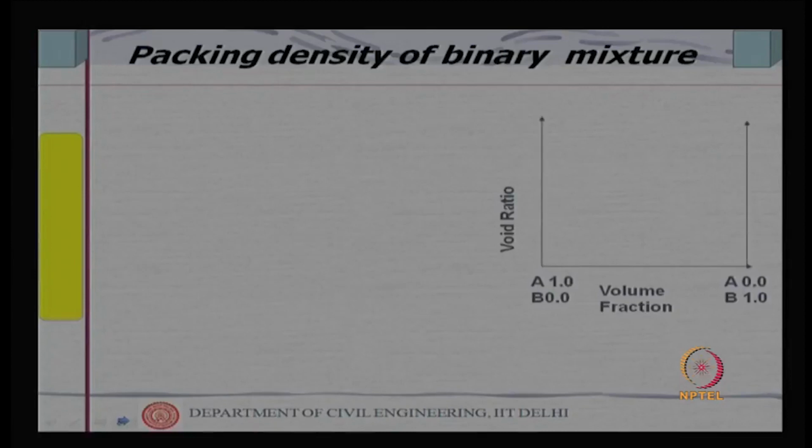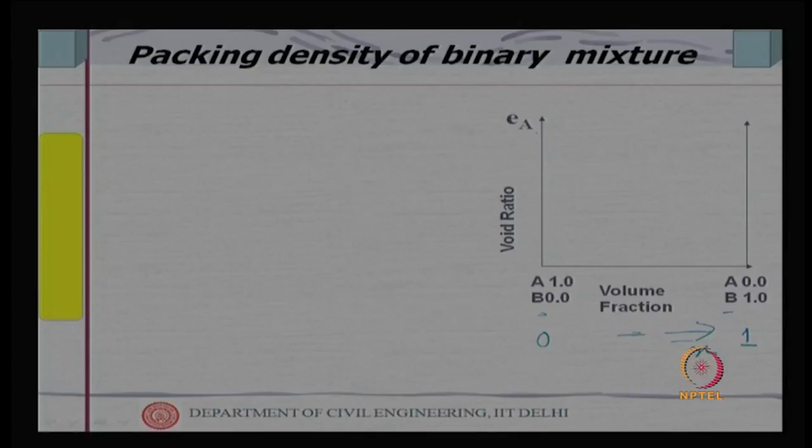This we can draw as a function of x, for example void ratio, and this is my x, which is increasing along this direction, because we said the B fraction is 1 here and this is 0 here. So x is 0 here and 1 here. The proportion x is nothing but the volume of coarse aggregate in the total volume. So here it is 1, that is all coarse aggregate, and here it is all fine aggregate, and in between I will have different values of x.